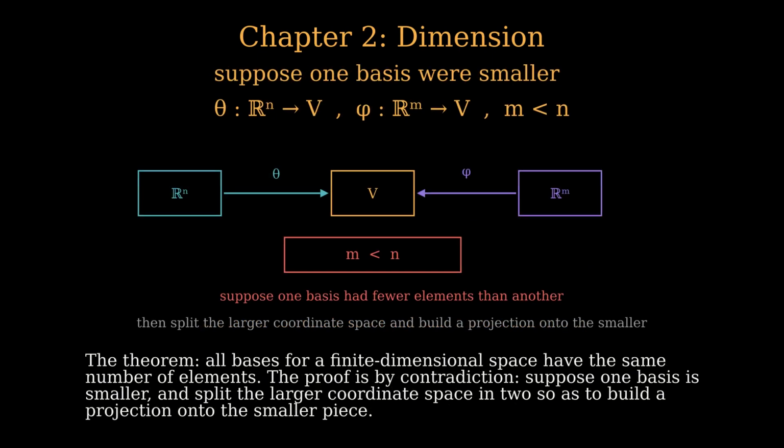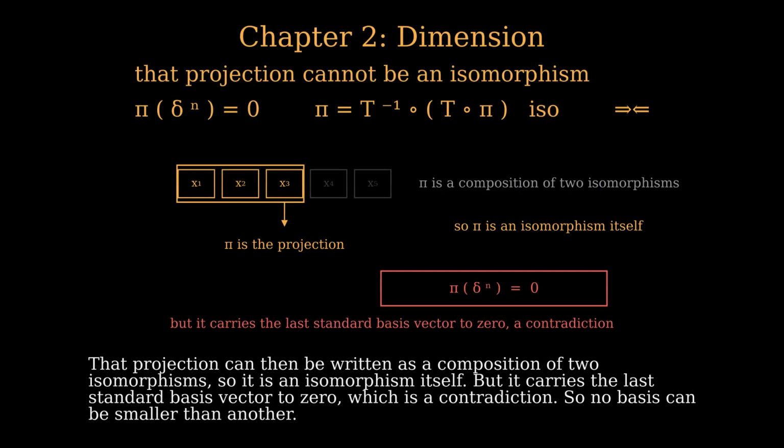The theorem: all bases for a finite-dimensional space have the same number of elements. The proof is by contradiction. Suppose one basis is smaller, and split the larger coordinate space in two so as to build a projection onto the smaller piece. That projection can then be written as a composition of two isomorphisms, so it is an isomorphism itself. But it carries the last standard basis vector to 0, which is a contradiction. So no basis can be smaller than another.